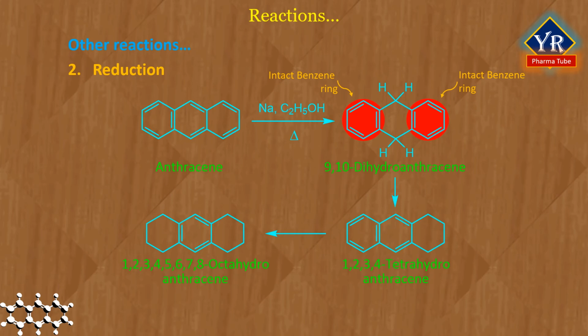Anthracene undergoes reduction with sodium and ethyl alcohol to form 9,10-dihydroanthracene. Catalytic reduction using nickel as a catalyst at 225 degrees centigrade first gives 9,10-dihydroanthracene, and on continued hydrogenation this is converted into 1,2,3,4-tetrahydroanthracene and 1,2,3,4,5,6,7,8-octahydroanthracene. Notice that the 9,10 hydrogen atoms migrate to the neighboring ring.